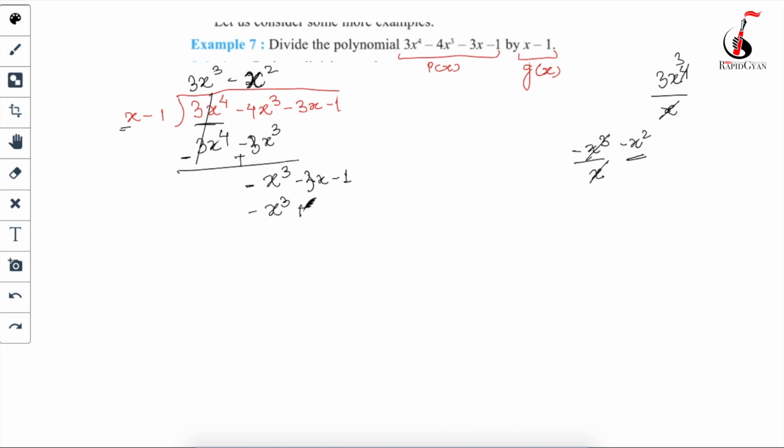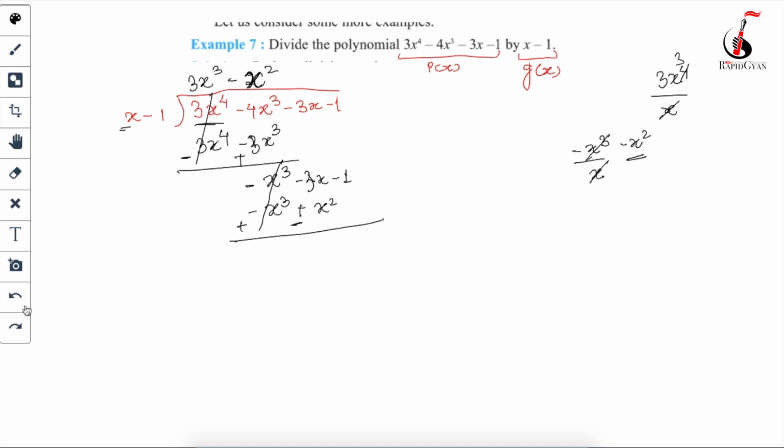then minus 1 multiplied by minus of x square will give me plus x square. Now I am going to subtract. This is minus, this will become plus, this will become minus. That's it. Now check it out. This will be cancelled out.